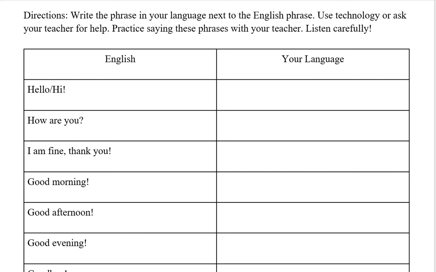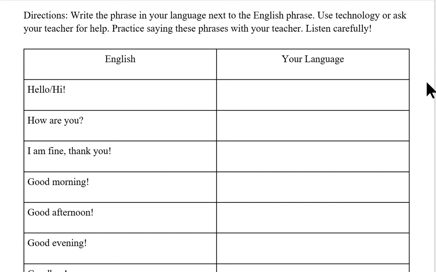This week, our words are going to center around basic greetings and family words. Today, we are going to review basic greetings. Tomorrow, we will look at family words. And on Wednesday, we will take a quiz over those things.